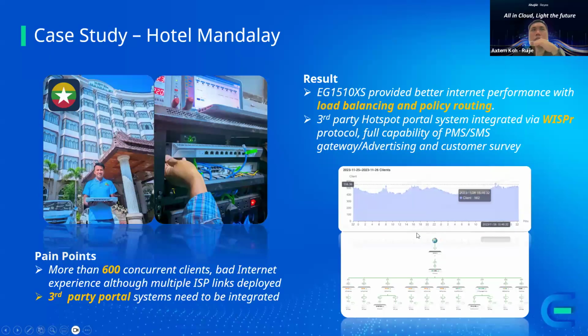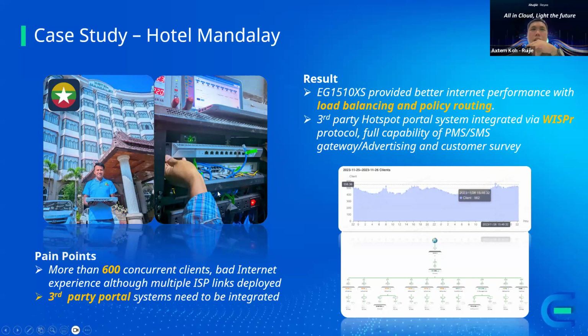And next, I'm going to show you some case studies. A few customers have been using this EG1510 access. It's the new product for the market right now. The user is using load balancing across a few ISPs. In the LAN itself, they have 600 concurrent user clients.